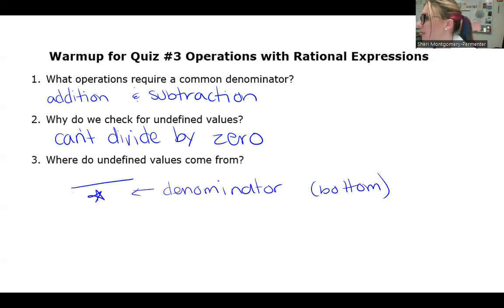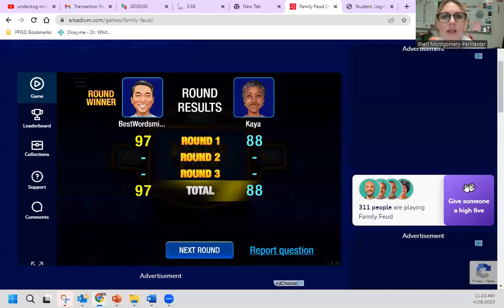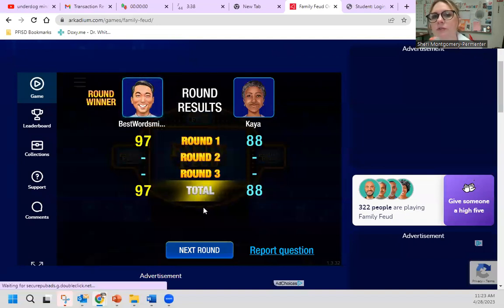We have all of these things written down. So on the quiz, every problem that you are solving, you have to be able to find undefined values. And we're going to get practice because we have 3 problems that we're going to do together. Okay, let's do round 2.